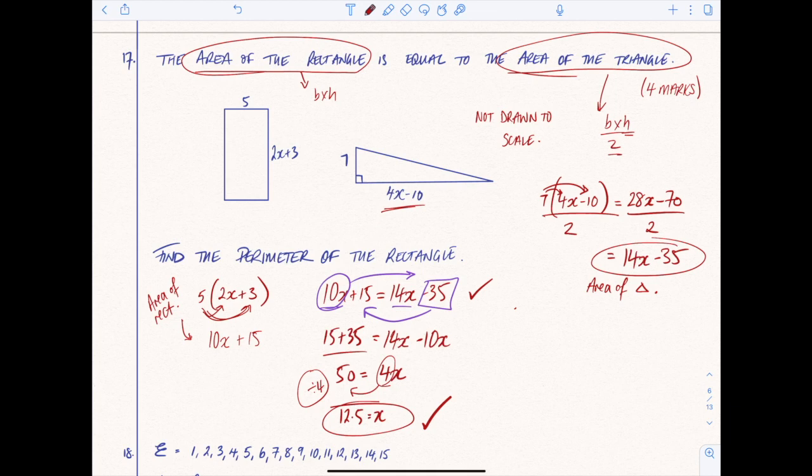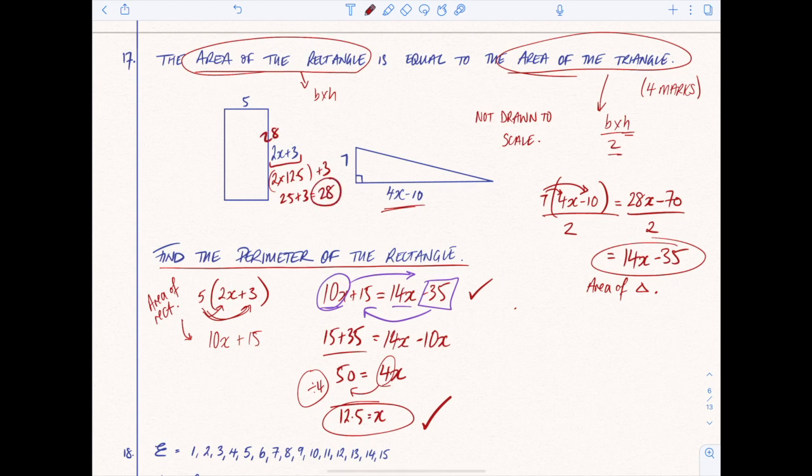Now what I need to do is go back up to this and substitute it in, because it says find the perimeter of the rectangle. It's not asking me to find the perimeter of the triangle, just the rectangle. Well, 2x means 2 times x, and we're saying x is 12.5. And then add 3. Well, 2 times 12.5 is 25. 25 plus 3 is 28.